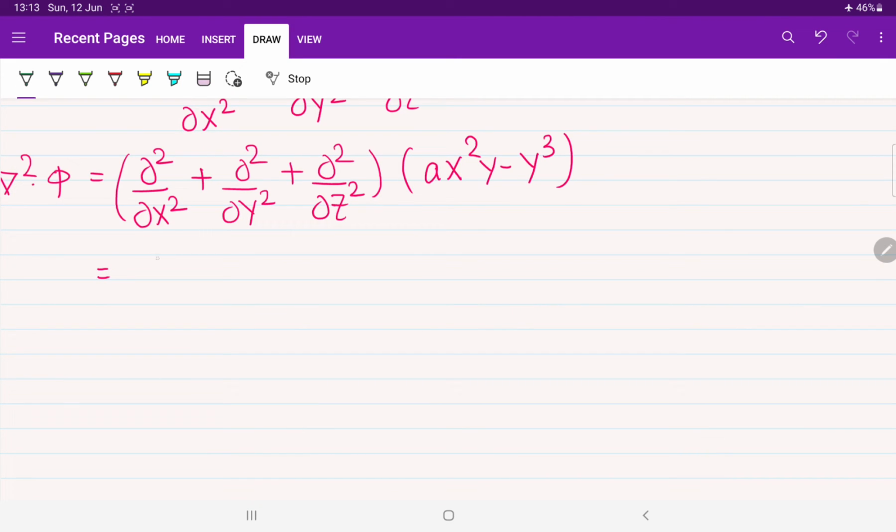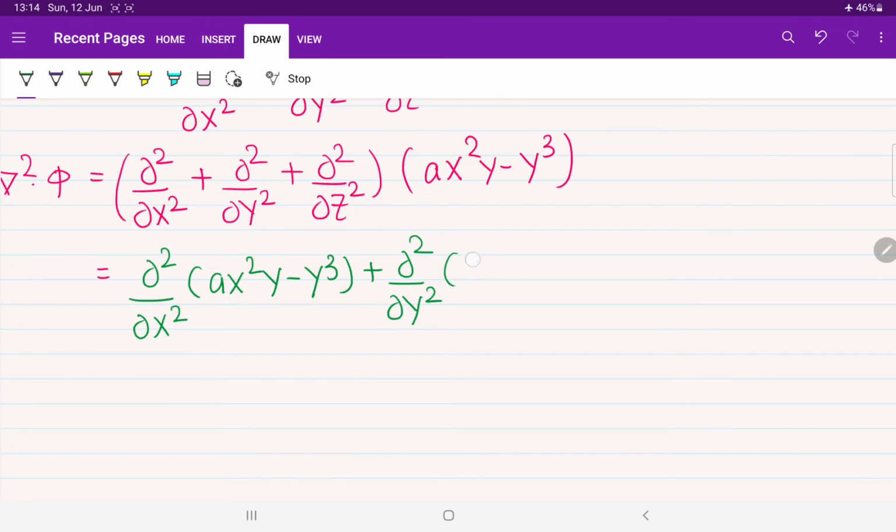If we open the bracket, first it will become dou square by dou x square into a x power 2 y minus y power 3, plus dou square by dou y square into a x power 2 y minus y power 3. I am not going to write down the third term, I am directly writing the answer as 0. Why? If you observe the given function phi, it does not have any z quantity. So when you differentiate this whole function with respect to z, the value will be 0 only, since there is no z quantity in the function.